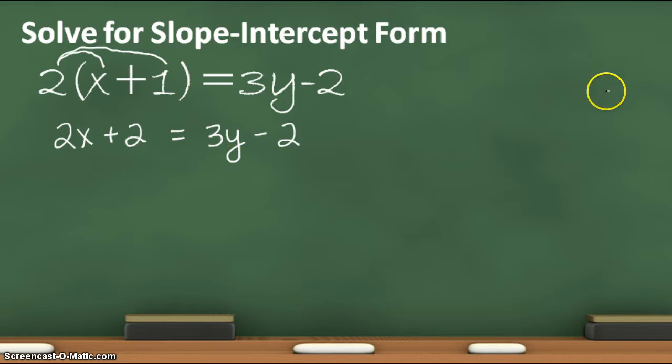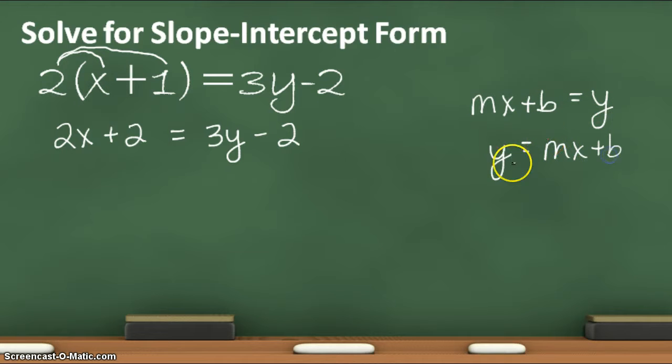Now I'm just going to solve for y equals mx plus b like that, and then we can reverse it, because remember this is the same as this. We just want to make sure we write it in the right order for our final answer.